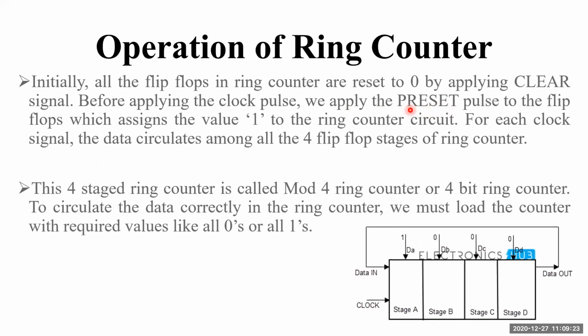What is this preset pulse? The preset pulse will assign the first flip-flop's output the value of 1. Only on applying the preset will your output start. Initially, on the reset, all the outputs were 0, 0, 0, 0. But whenever you do the preset pulse, the first flip-flop's output is going to become 1, and all the other three flip-flops will be 0 only. Okay, is it clear up to here now?